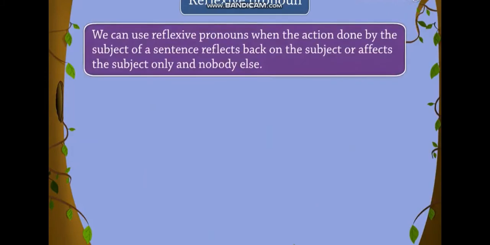Note that we can use reflexive pronouns when the action done by the subject of a sentence reflects back on the subject or affects the subject only and nobody else. When any action is being carried out and it affects only the subject, no one else, then a reflexive pronoun is used.